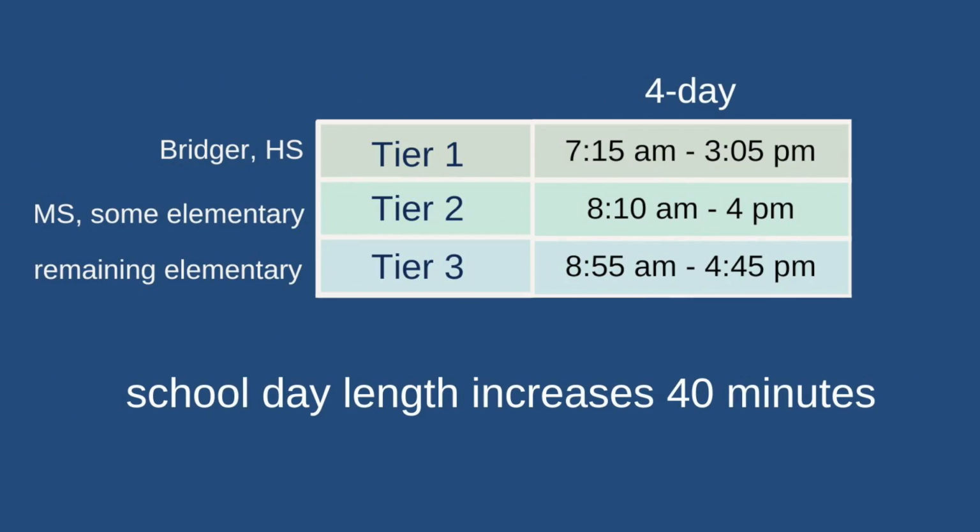tiers. First of all, Tier 1, which again is Bridger Middle School as well as our high schools, will still start at 7:15, but the instructional day will end at 3:05. Tier 2 would start at 8:10 and end at 4 p.m. And then Tier 3 would start at 8:55, where it currently starts at 9, and would end at 4:45.